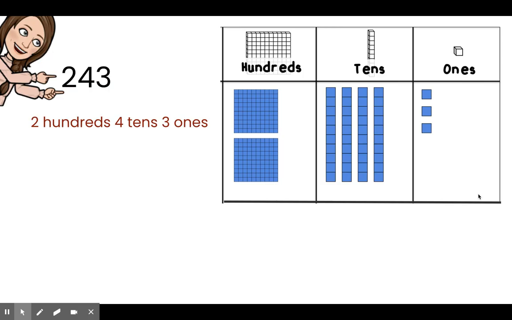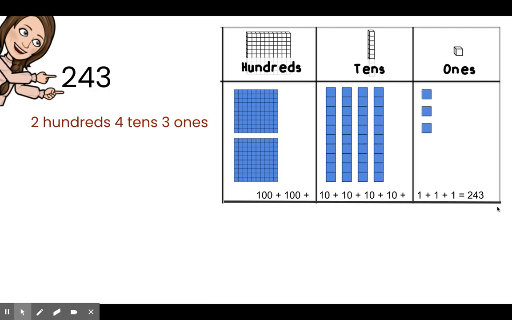Let's count these numbers together. Starting over here with our hundreds blocks. Ready? 100, 200, 210, 220, 230, 240, 241, 242, 243. We're going to count these again. I want you to count out loud with me. While we count, I'm going to be adding some numbers to the bottom of our place value chart. Here we go. 100, 200, 210, 220, 230, 240, 241, 242, 243. We have a total of 243.